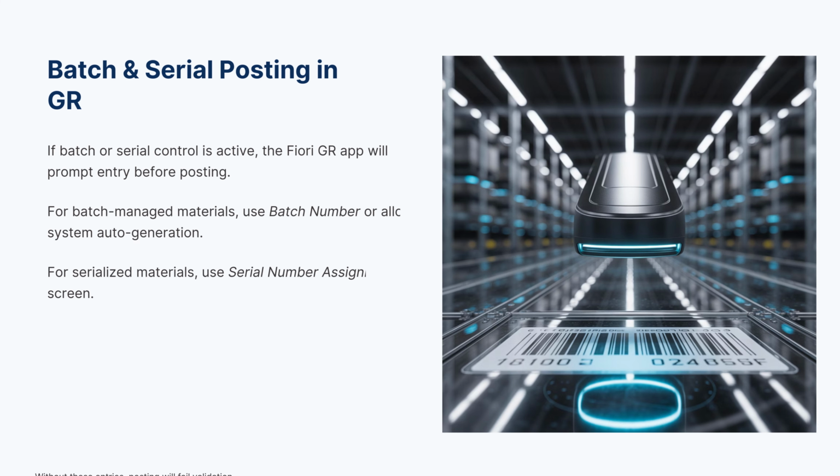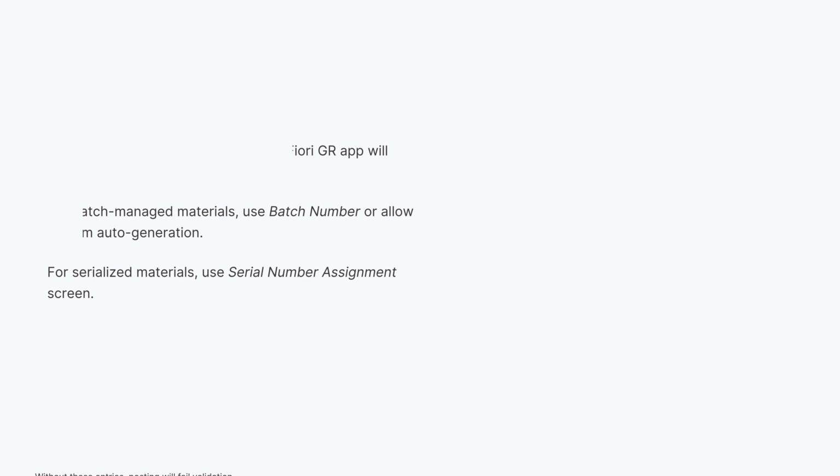Batch and serial posting in GR. When materials are batch or serial managed, the GR app prompts for entry before posting. For batch managed materials, either manually input or auto-generate the batch number. For serialized items, assign serial numbers for each quantity unit. If skipped, the posting will fail. This step enforces traceability and compliance with quality and warranty standards.